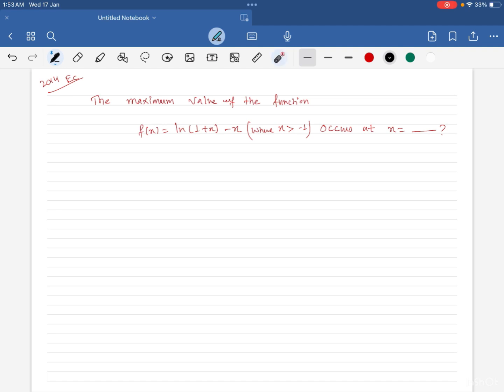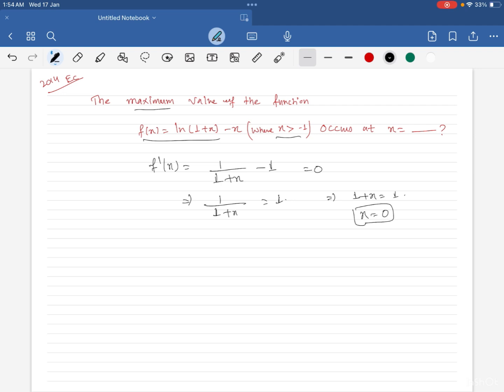Okay, so let's look at this question. This question is from 2014 EC. We have the maximum value of the function, where x is greater than minus 1. So at which point of x will we have the maximum value? We can find f dash x, that will be 1 divided by 1 plus x minus 1. We can equate it to 0, so 1 divided by 1 plus x is equal to 1, so 1 plus x is equal to 1, x is equal to 0.